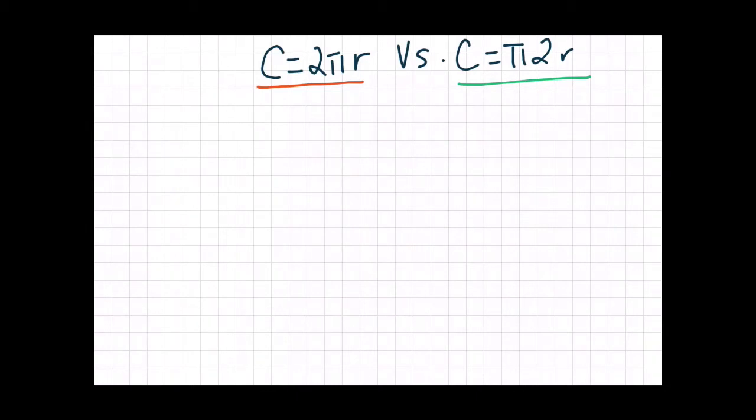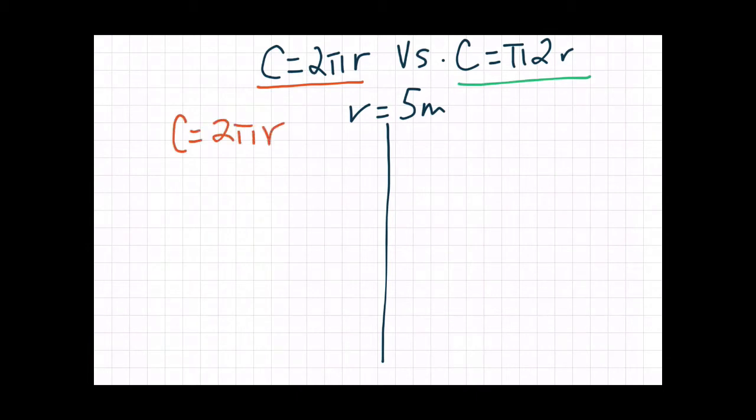First thing we need to do before we begin our investigation is to give r a value. So we're going to give the radius a value of 5 meters. And then I'm going to split them down the middle, and we're going to start with this one. So c equals 2 pi r.